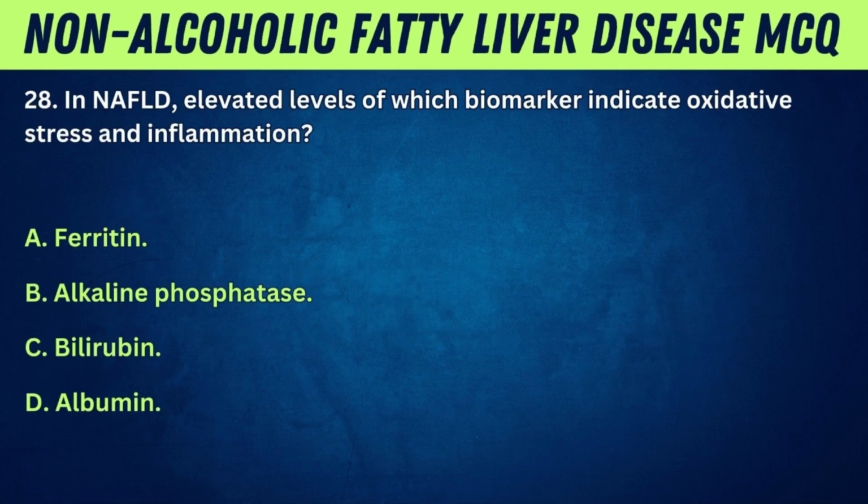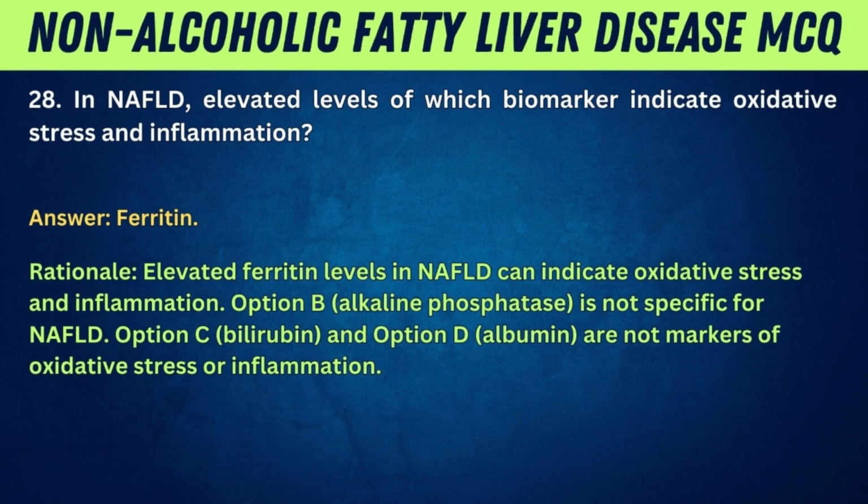28. In NAFLD, elevated levels of which biomarker indicate oxidative stress and inflammation? A. Ferritin. B. Alkaline phosphatase. C. Bilirubin. D. Albumin. Answer: ferritin.